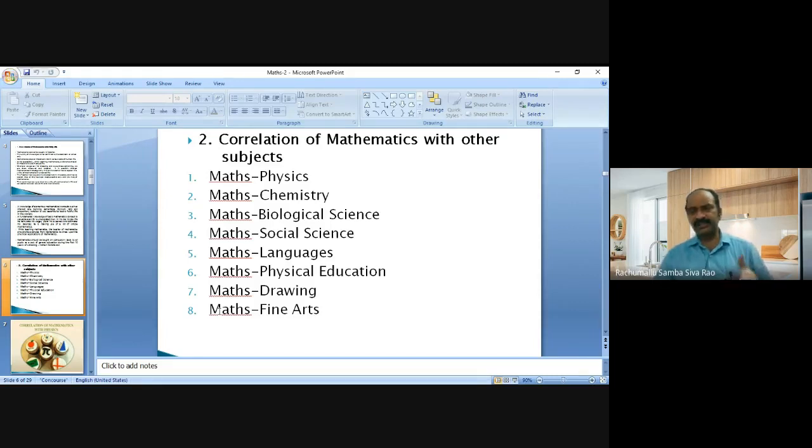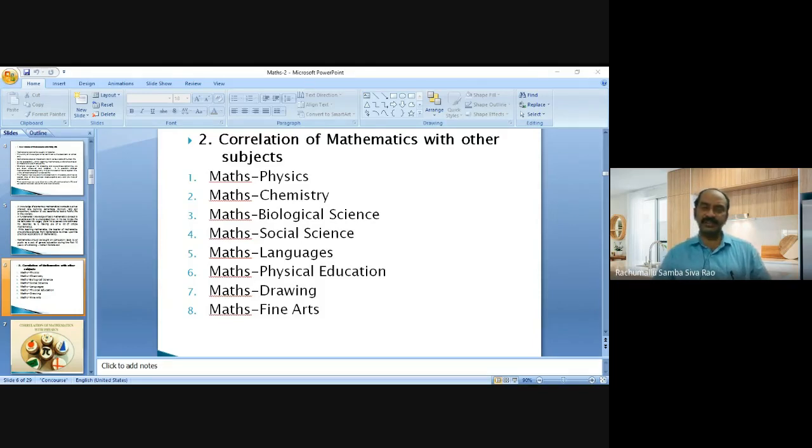We may discuss more subjects, such as correlation between mathematics and engineering, psychology, philosophy, and so on. But these seven are very important: mathematics and physics, chemistry, biological science, social science, languages, physical education, and fine arts. In the next class, we are going to discuss the correlation between mathematics and physical science.